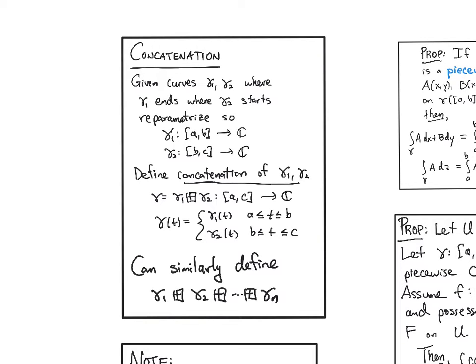Piecewise C1 curves are going to be defined by putting together a bunch of C1 curves. So for that, we need to define concatenation, which the word is harder to say than the concept. Given two curves, gamma 1 and gamma 2, we want gamma 1 to end where gamma 2 begins. So I just have gamma 1, and then here's gamma 2.